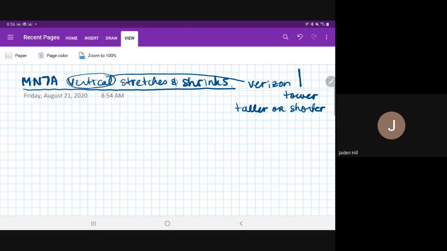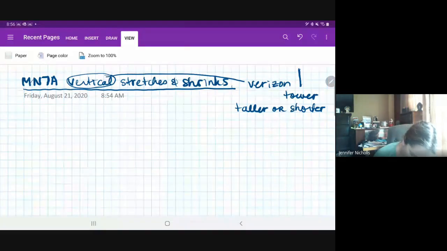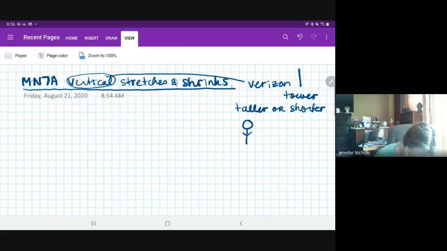Okay. So this is MN7A, vertical stretches and shrinks, and then horizontal stretches and shrinks will be 7B. So this is taller or shorter. Usually I show you in person, but I can't really show you in person.